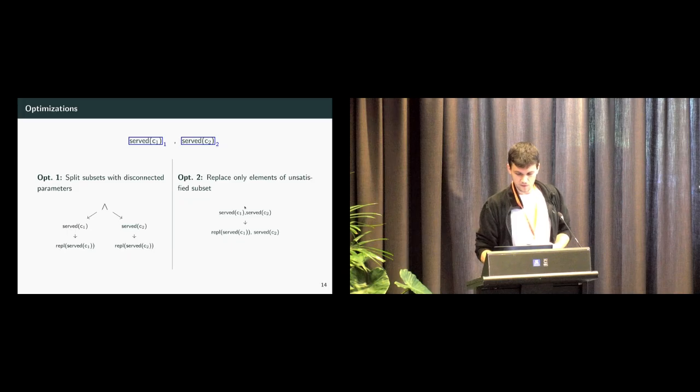I try to illustrate this on the right here, that we really just replace served C1 if we know that served C1 is unsatisfied. The intuition behind this is that any other query will not have an effect on replacing this, and we have to replace it anyway at some point.